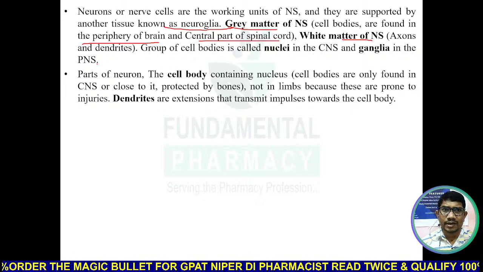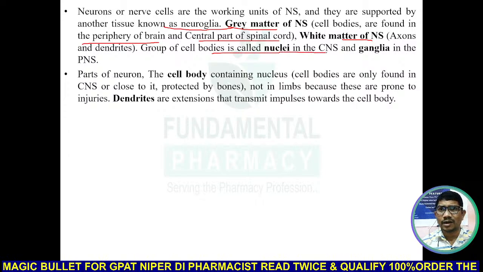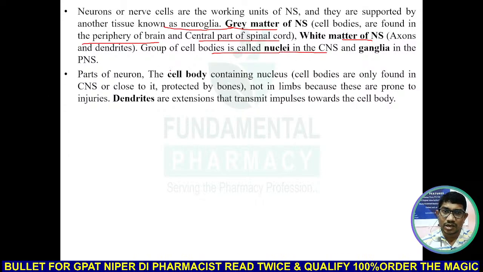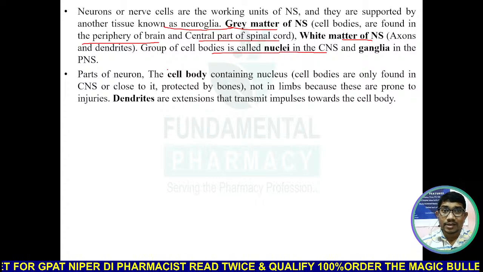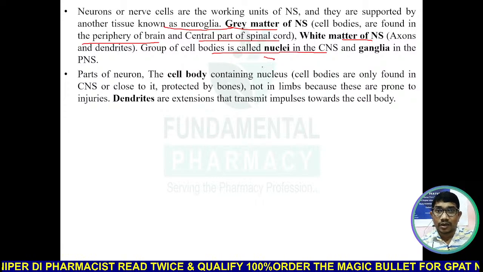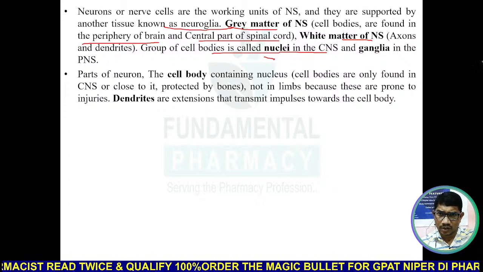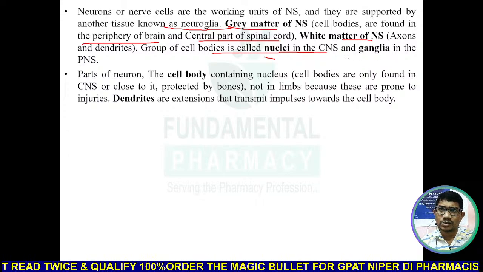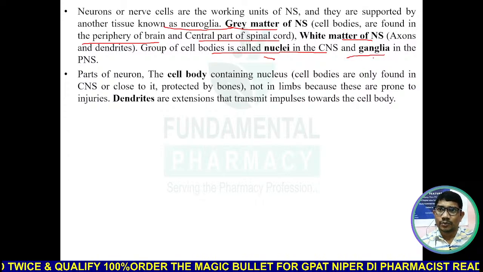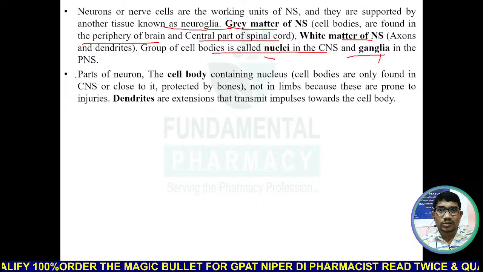Now the group of cell bodies is known as nuclei in the central nervous system. तो अगर collection of cell body है, CNS में है, so it is known as nuclei. Group of cell bodies in the CNS is known as nuclei, and it is known as ganglia in the PNS. अगर वही cell body का group है peripheral nervous system में, तो that is known as ganglia.